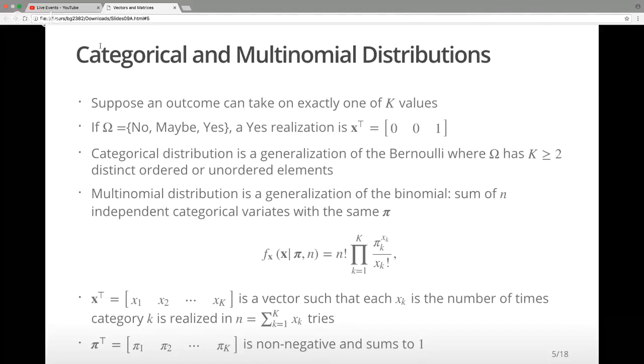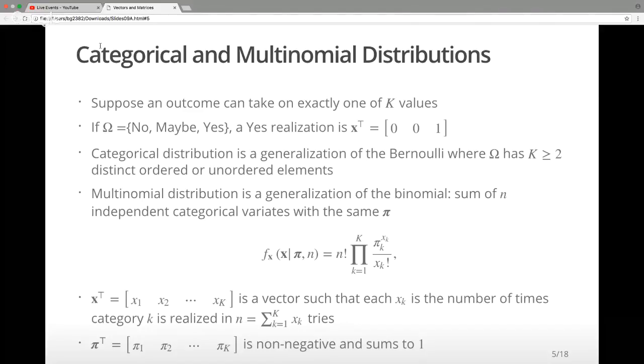Here, the random variable x transpose is a vector of counts. So each x_k element is the number of times that category k is realized in n tries, and n by construction is equal to the sum of the x's. That is considered given, although you could do some compositions where n would be a random variable with a Poisson distribution or something like that. And as I said before, pi is a vector also of length K. Its elements are non-negative, and all the elements together sum up to 1.